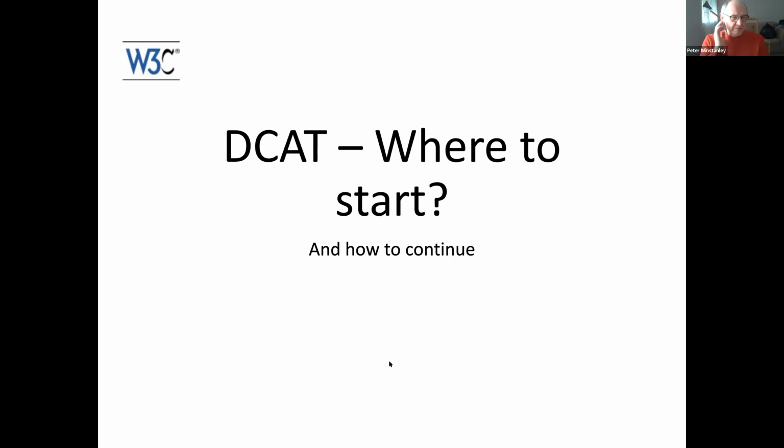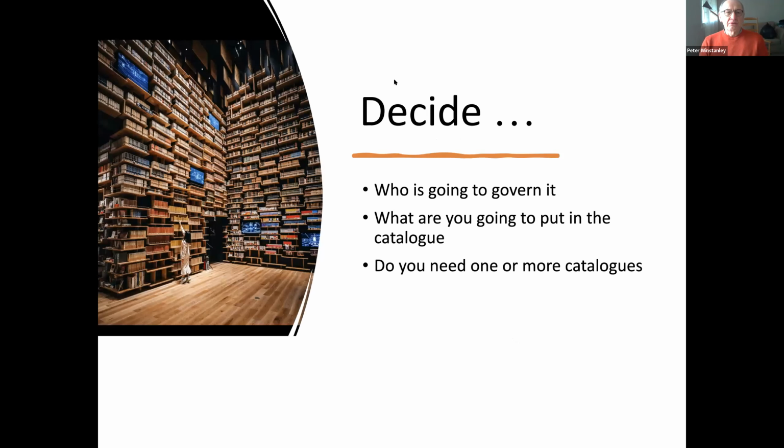If I can start off with my first slide, one of the things that we have to deal with early on in dealing with catalogues are decisions about who's going to govern it, what are you going to put in it. Do you need more than one catalogue? Because of course you can have a catalogue of catalogues. These are some of the things that were worked out in the transition, I think, between DCAT 1 and DCAT 2.